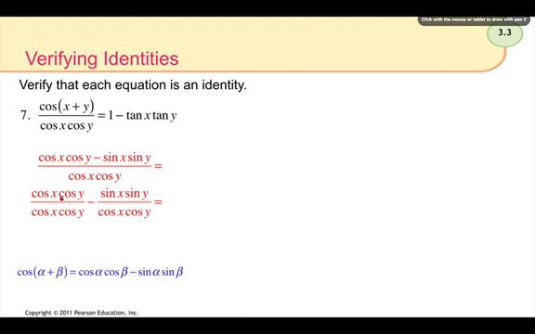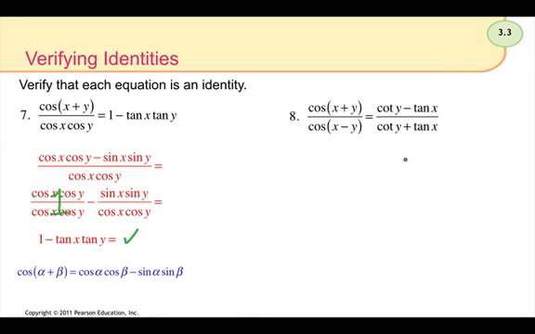And notice that this is just equal to 1. That's what we have here. And then at this point, sine of x over cosine of x is tangent of x. Sine of y over cosine of y is tangent of y. It brings down the sign. So the left side is equal to the right side. We're done with number 7. Let's go to number 8.